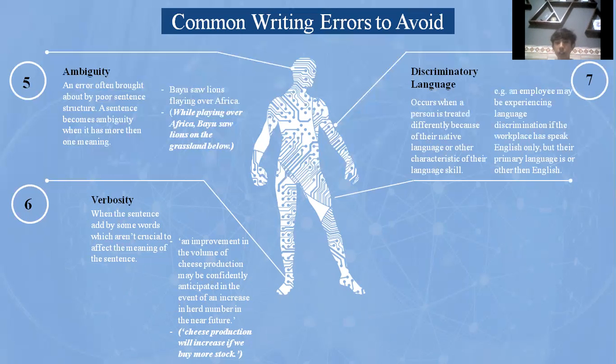The next is discriminatory language. Discriminatory language occurs when a person is treated differently because of their native language or the characteristics of their language skill, or also their sex. For example, an employer may be practicing language discrimination if the workplace requires English only, but an employee's primary language is other than English.